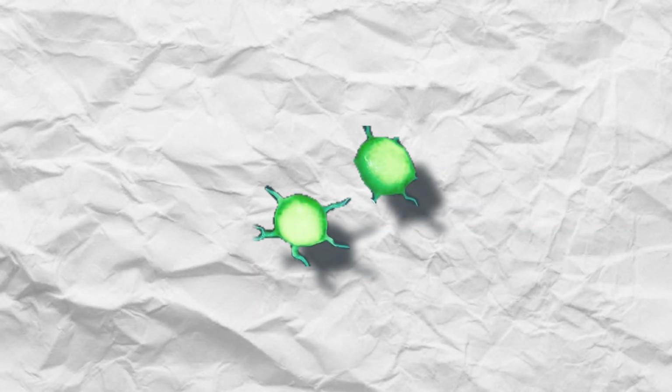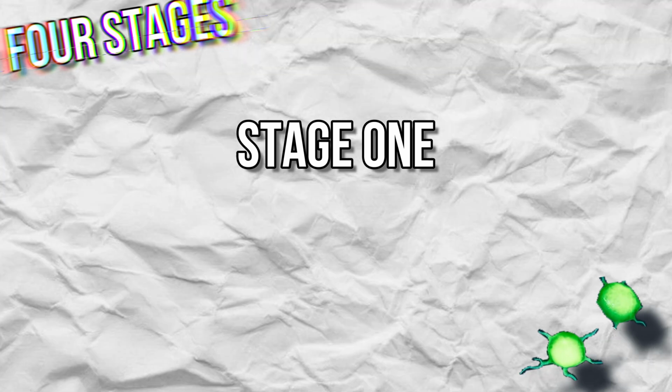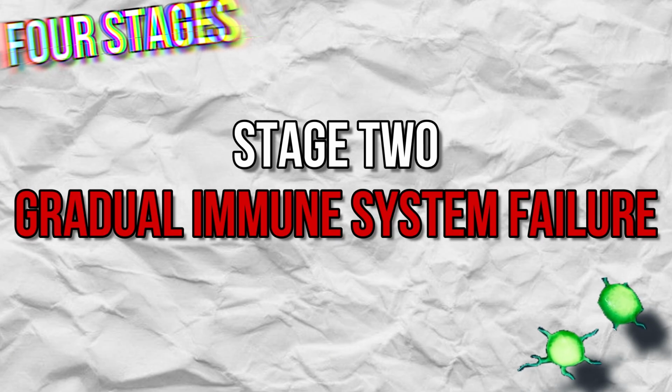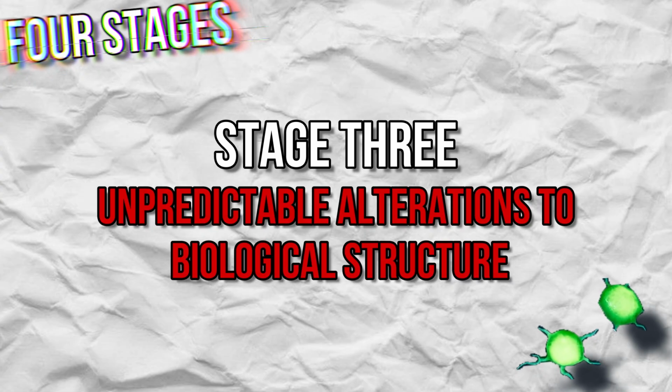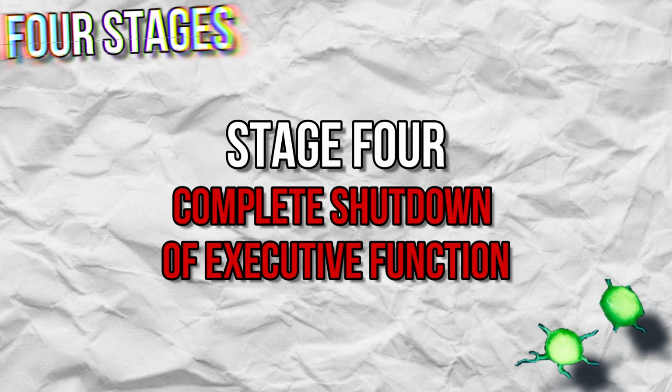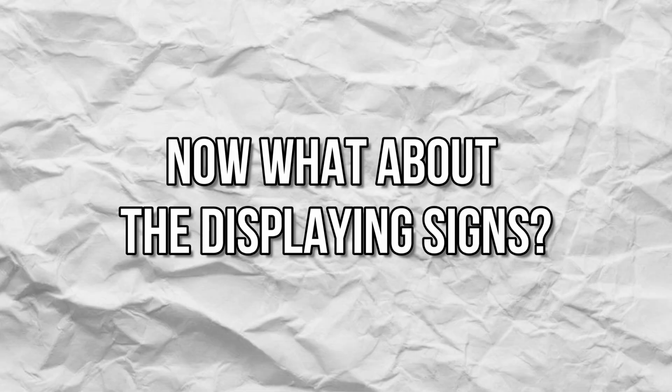The symptoms of Kara include 4 stages. Stage 1, none. Stage 2, gradual immune system failure. Stage 3, unpredictable alterations to biological structure. Stage 4, complete shutdown of executive function. Great, now what about the displaying signs?